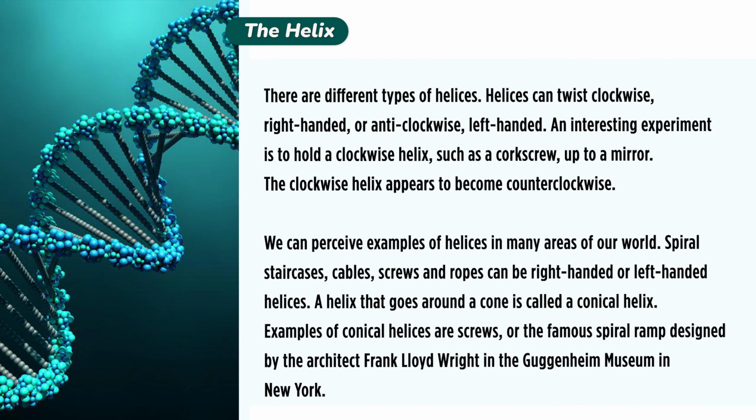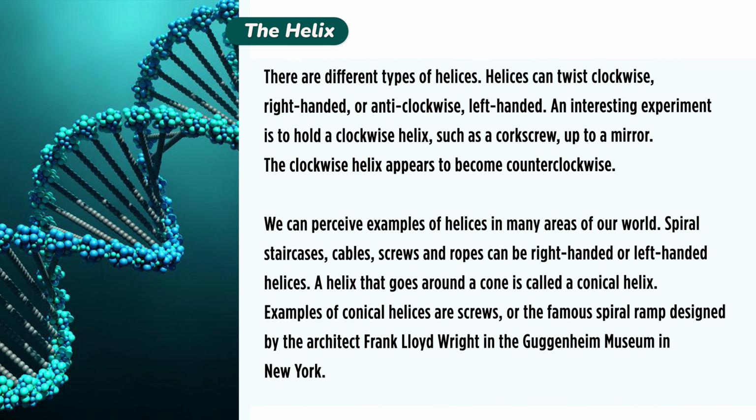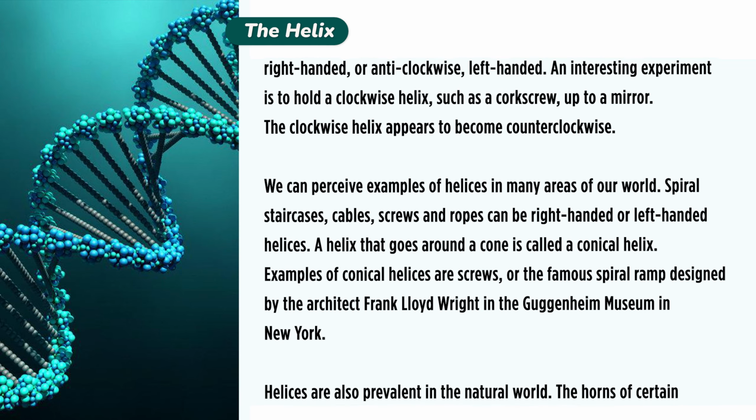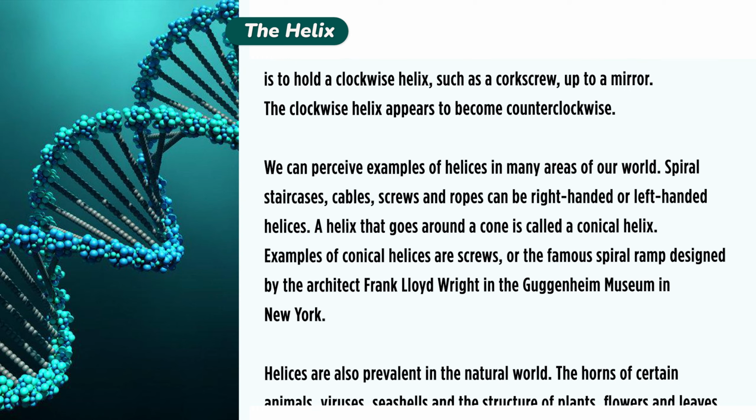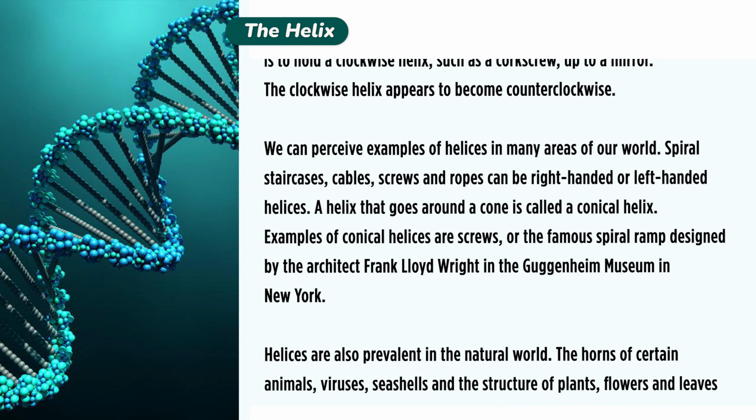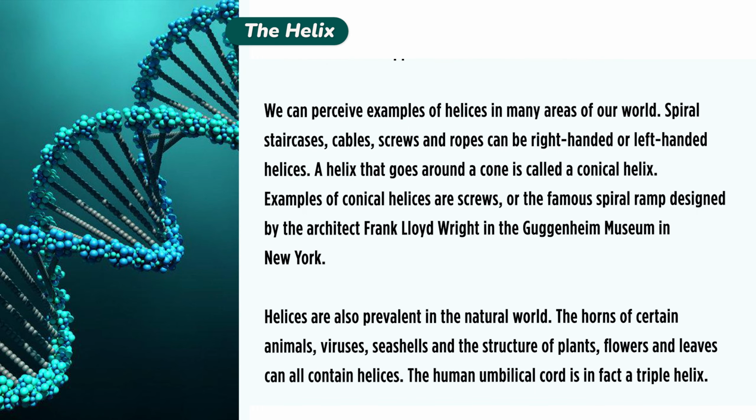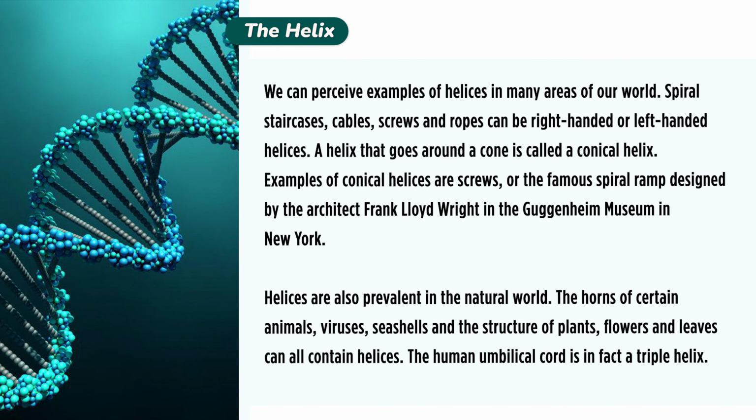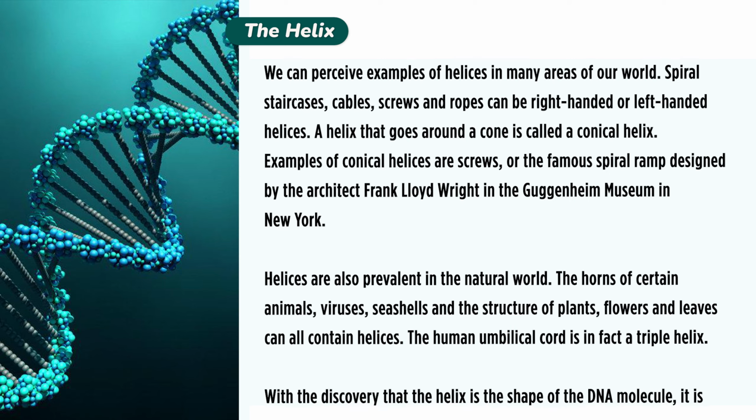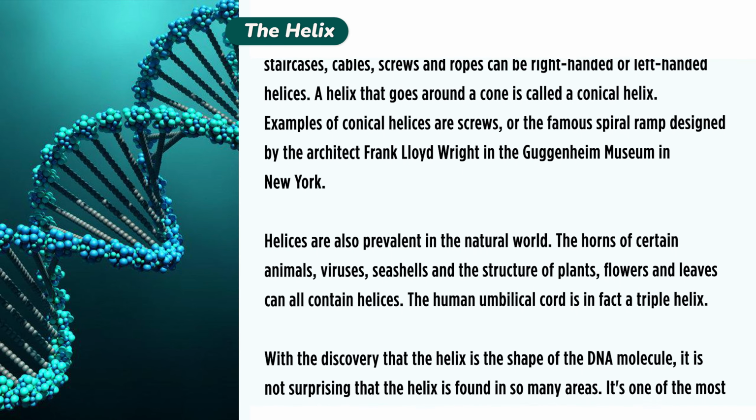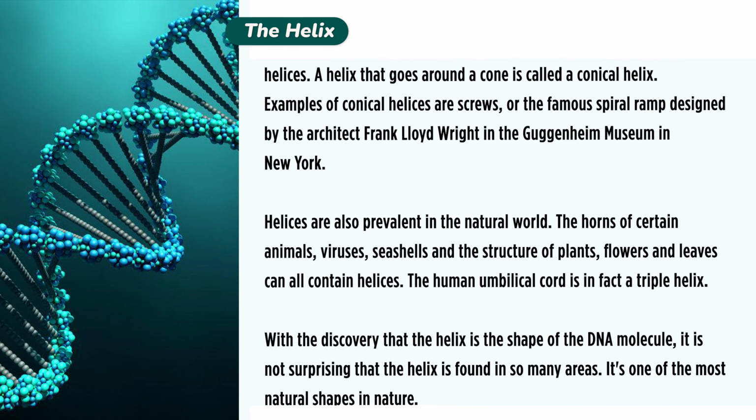We can perceive examples of helices in many areas of our world. Spiral staircases, cables, screws, and ropes can be right-handed or left-handed helices. A helix that goes around a cone is called a conical helix. Examples of conical helices are screws or the famous spiral ramp designed by the architect Frank Lloyd Wright at the Guggenheim Museum in New York.